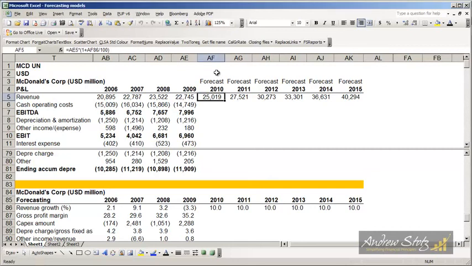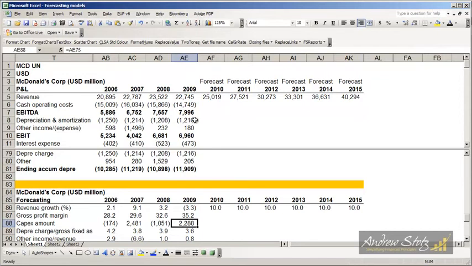So now we have our sales forecast. The next step is to forecast gross profit margin. The first thing I do is calculate gross profit margin, which is in this case the EBITDA divided by revenue. Now you may notice that I have EBITDA here instead of gross profit. This is because I've broken out depreciation and amortization and put it into the P&L.